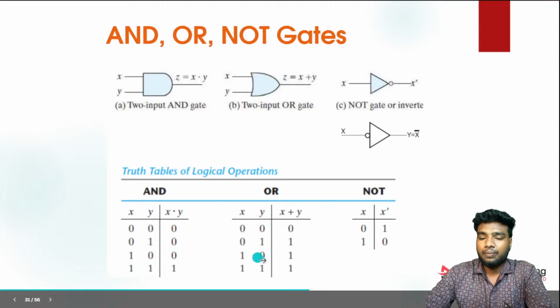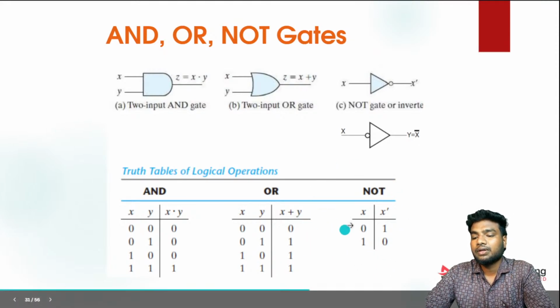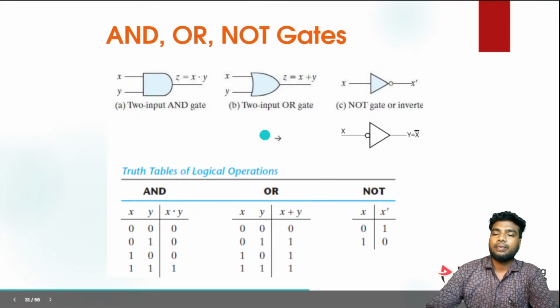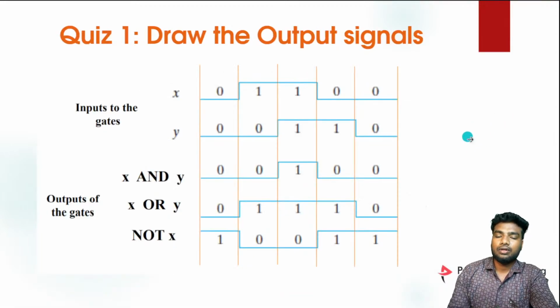And then the OR operation is by addition. If both inputs are 0, you will get 0, otherwise you will get 1. If either input is 1, you will get 1 as output. So same in the NOT gate. So these are the basic gates. I hope you already know that.